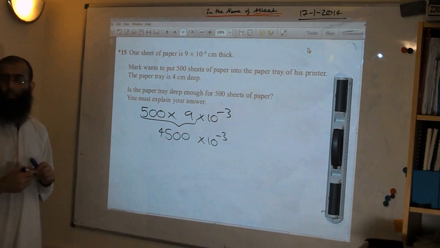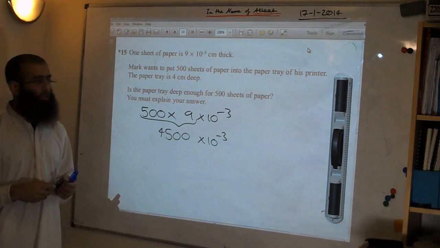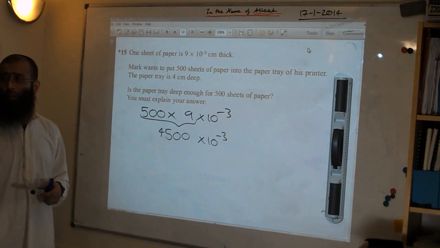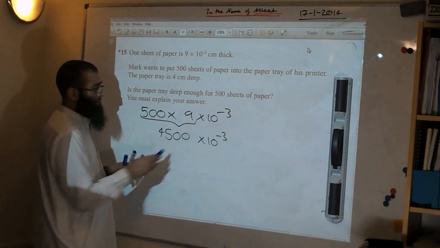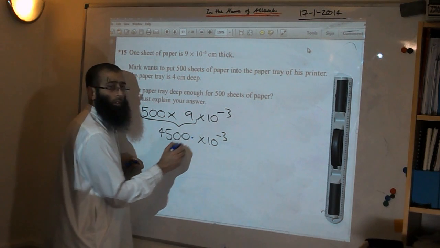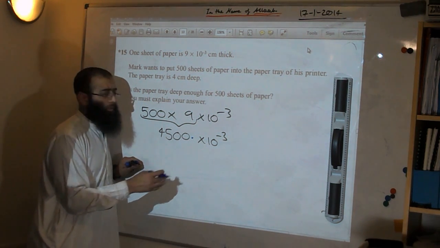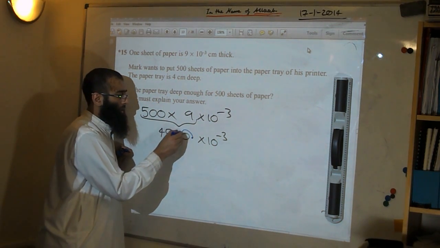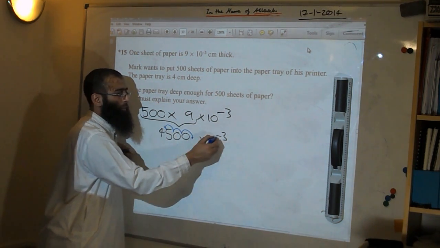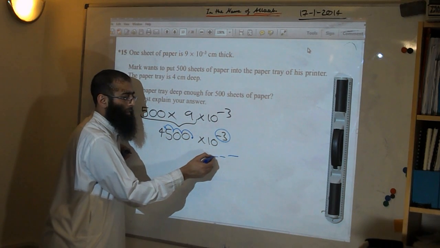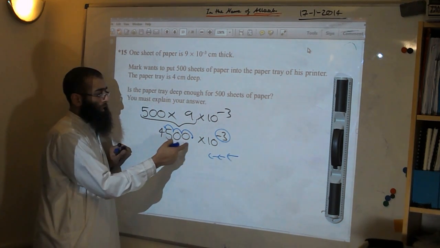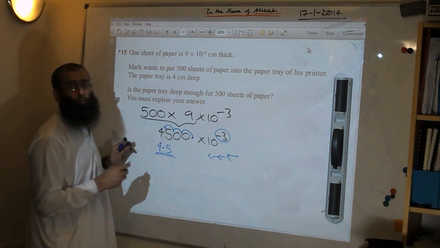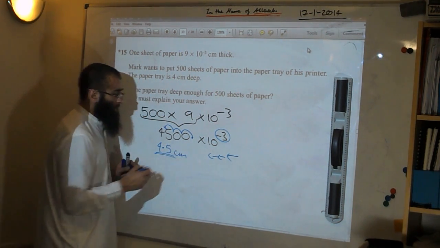Okay, times by 10 to the minus 3. What does that mean? When you have 10 to the minus 3, it means that if you decimalize this number, you have to divide it by a thousand. So 1, 2, 3. The minus 3 means move back 3 places for that number. So the answer becomes 4.5 centimeters.